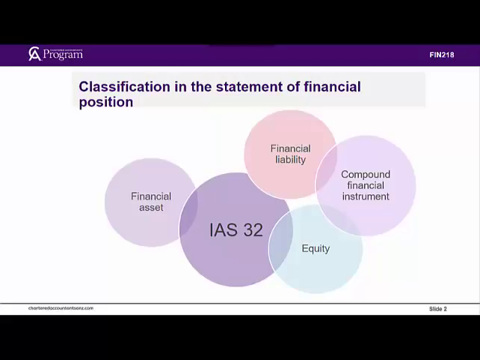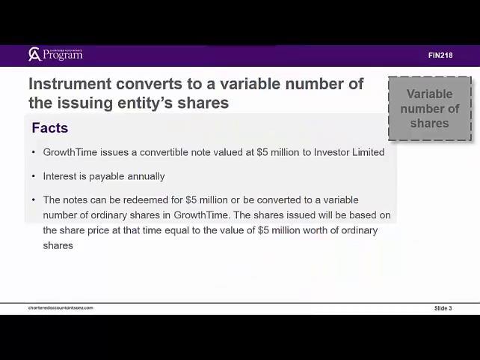I find I can get confused sometimes with financial instruments, especially when we start talking about instruments that convert. So I'm going to take you through an example to help you understand how the conversion into a variable or a fixed number of shares affects the classification of the financial instrument by the entity that issues that instrument. Let's take a look at an example, and first I'm going to have a look at where an instrument converts to a variable number of the issuing entity's shares.